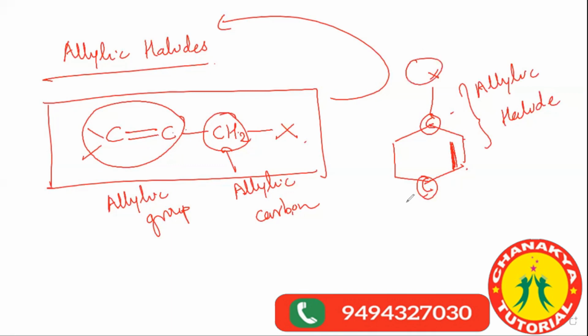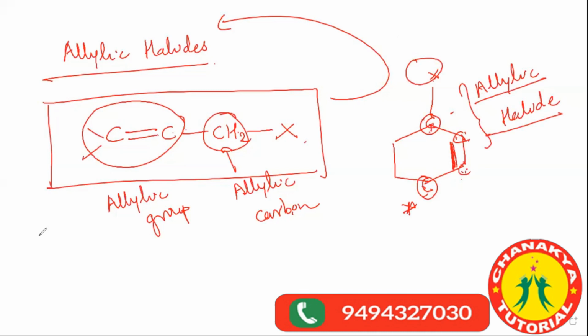Either at this place or at this place, it depends. Okay. What is the essential condition? A carbon-carbon double bond should be there, and that carbon-carbon double bond must be attached to another carbon which is attached to halogen. So that would be allylic halide. Clear? Okay. Fine. So these things you need to keep in your mind. This is about the allylic halides.